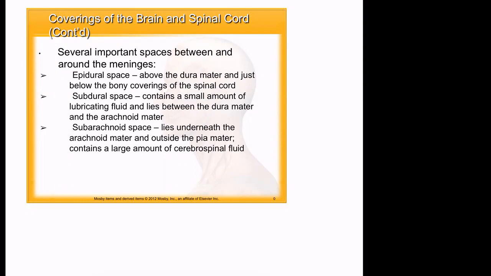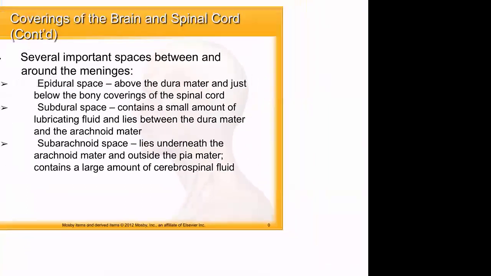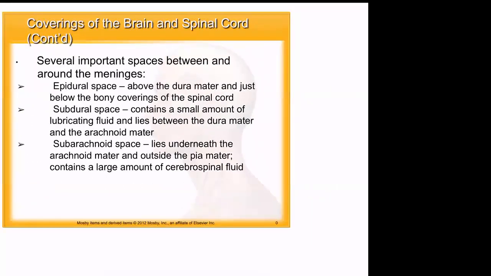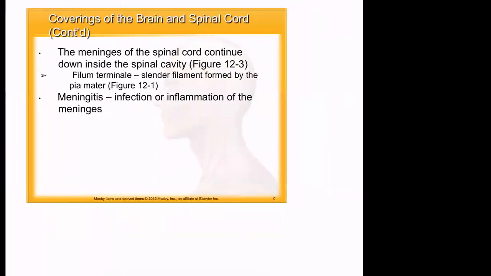The subarachnoid space is important because it is in the subarachnoid space where the cerebrospinal fluid circulates. CSF, cerebrospinal fluid, is the fluid that distributes nutrients throughout the brain and spinal cord. That is made actually inside of the brain in these empty spaces called ventricles, but that is the fluid that circulates around. That's an important one to know about.